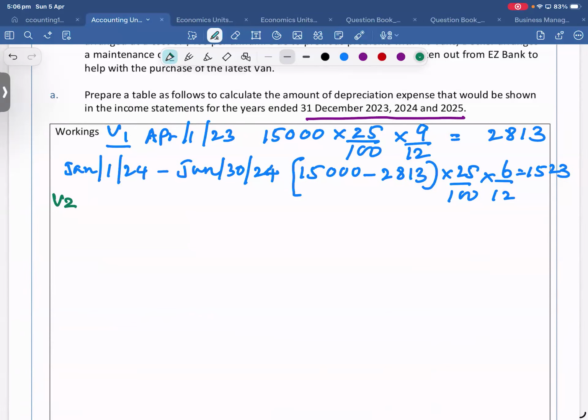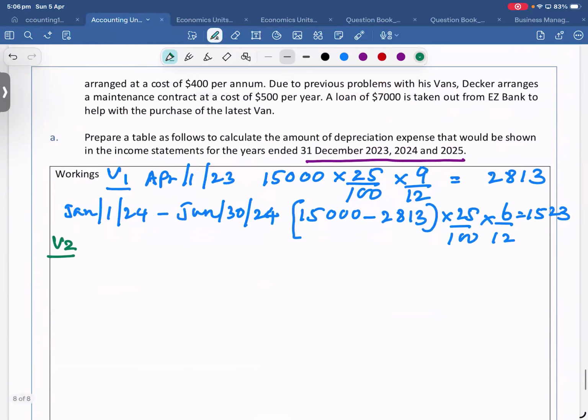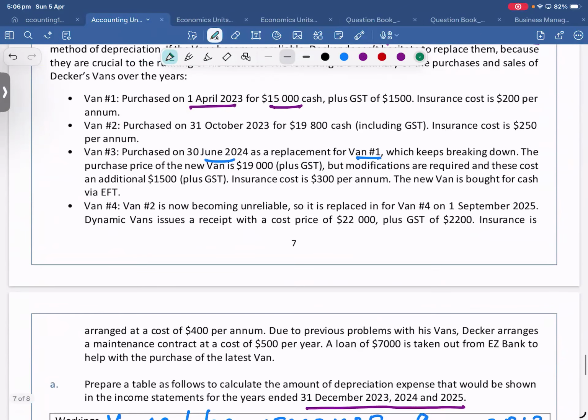Right? I'll call it V2. When are we purchasing V2? So remember, this van number one doesn't go into the balance sheet of 24. Why? Because by then we have replaced it. We have sold it. We don't have it anymore. Okay, then van two, we are purchasing for 19,800 including GST.